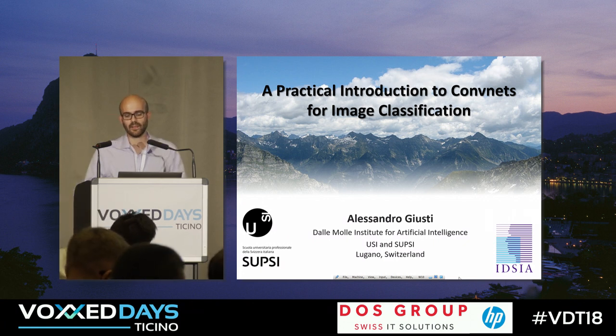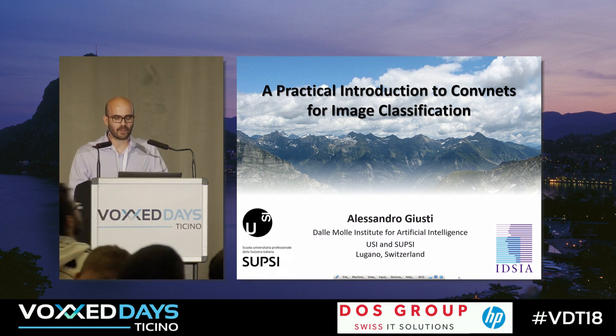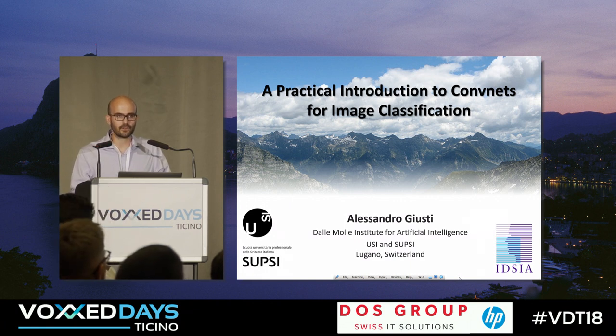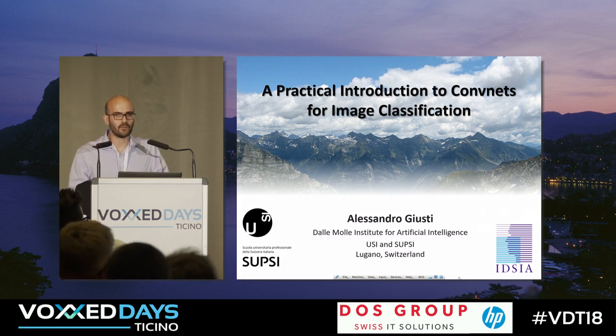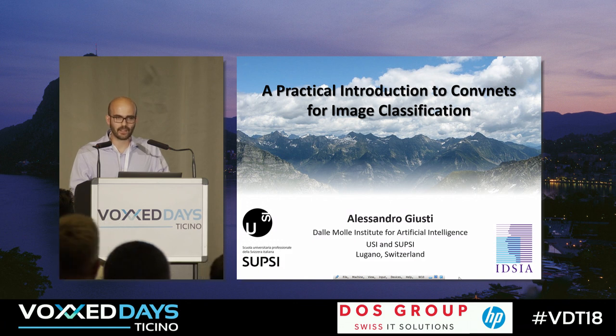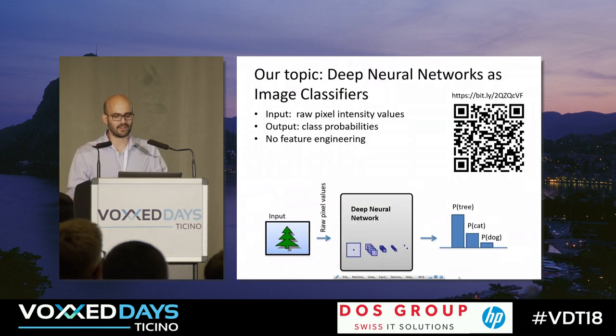So this talk is a quick, practical introduction to convolutional neural networks for image classification. It doesn't really assume any real background knowledge about machine learning. I hope it will be useful and understandable to most of you. So the idea is to use deep neural networks as image classifiers.